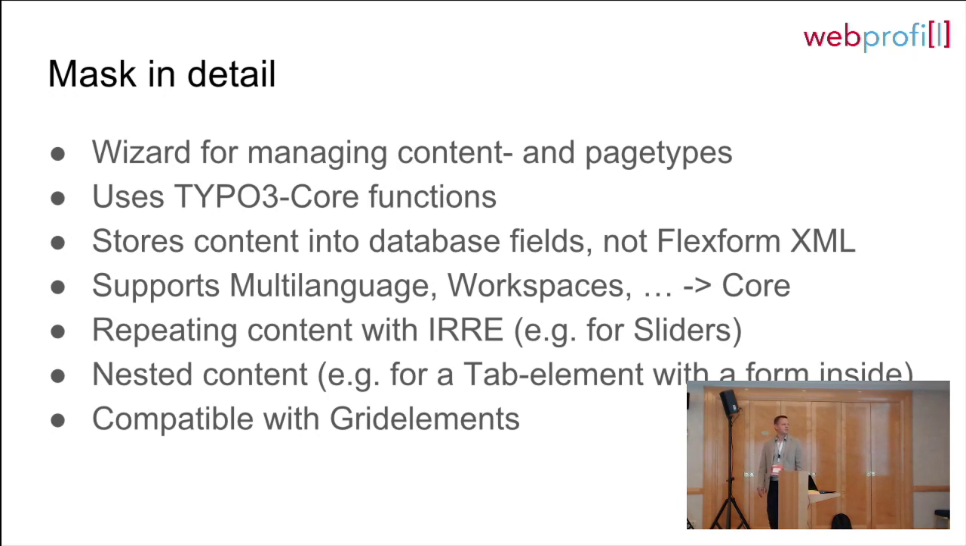Mask 2 supports nested content, the version 2 of Mask. This means you can create a content element, for example, accordion or a tab element, and you can insert in an accordion another content element. For example, you have tabs, and inside of a tab, a power mail form, for example, or whatever you like. And it's compatible with grid elements. Mask doesn't offer this function because Mask uses only functions from the core. The core cannot handle grids in content elements for a 2-column element, for example. So you need grid elements if you like this feature. And it works together.